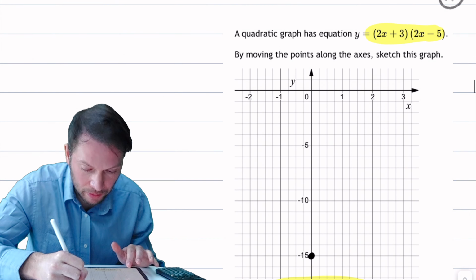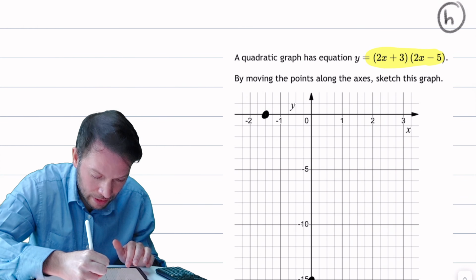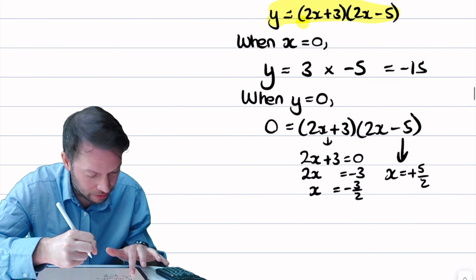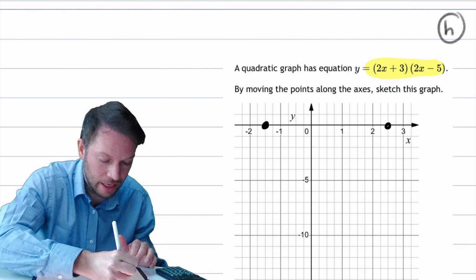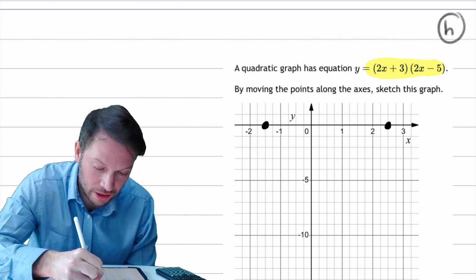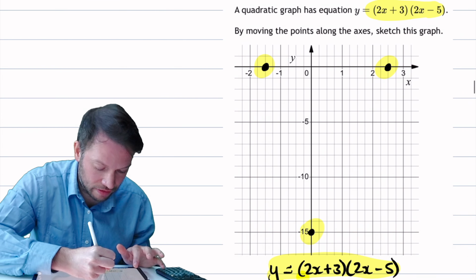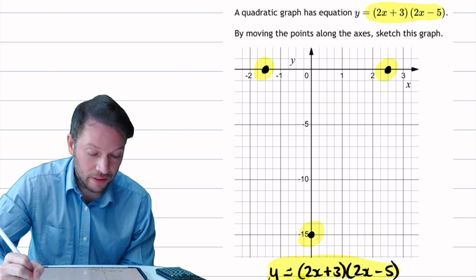So let's plot these up here. We've got x is minus 3 over 2, minus 1.5 is here. That makes y 0. And then also when x was positive 5 over 2, y was 0. 5 over 2 is 2.5, which is here. Okay, so we've now got our x-intercepts, also known as roots, and the y-intercept here. And then we would be able to plot the quadratic that goes through them.